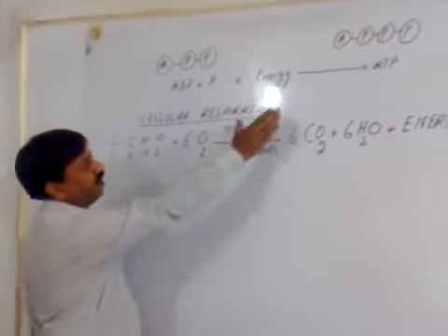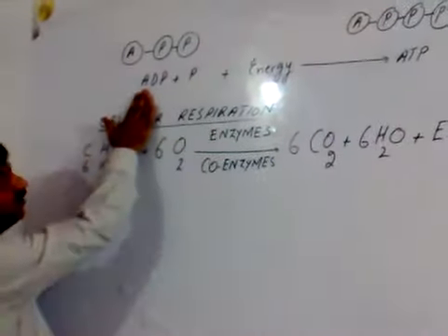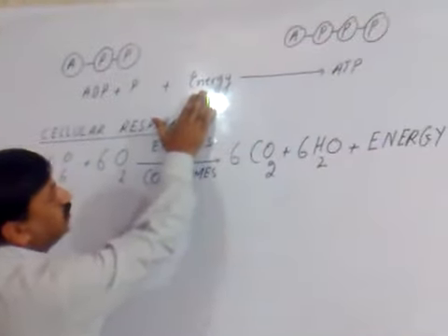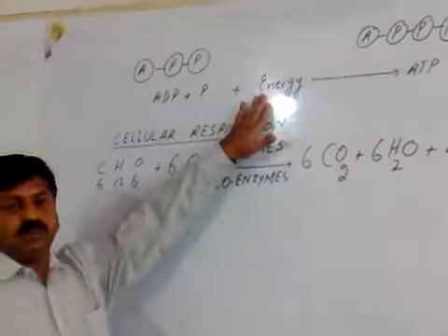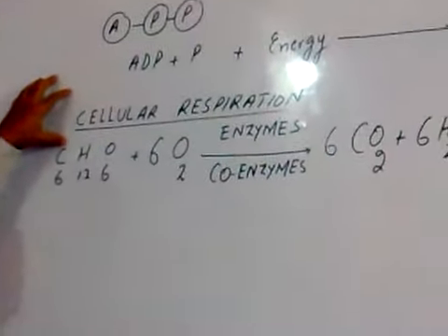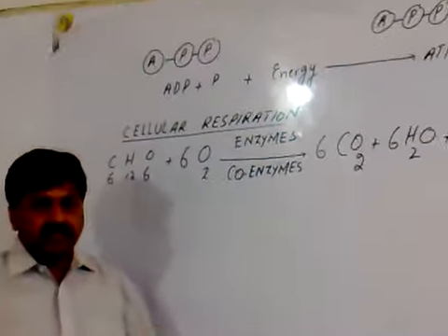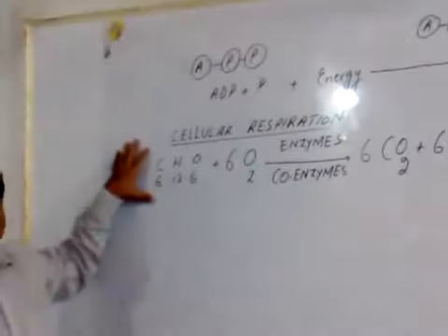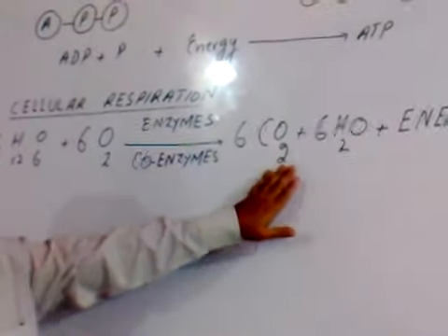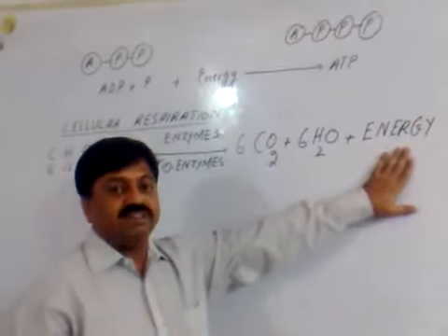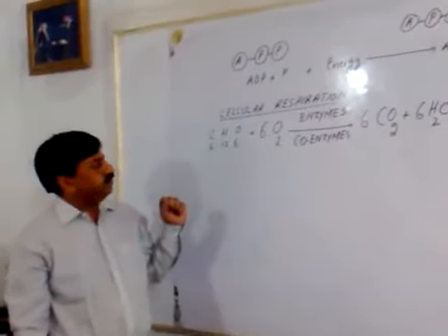So, how is ATP formed in our body? By attaching a phosphate to adenosine diphosphate. Energy is required to form ATP, and that energy comes from a chemical process called cellular respiration. What is cellular respiration? Cellular respiration is the breakdown of glucose into carbon dioxide and water plus energy, and that energy is utilized to form ATP.